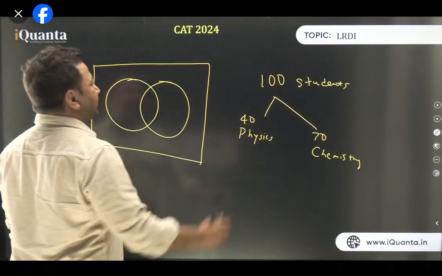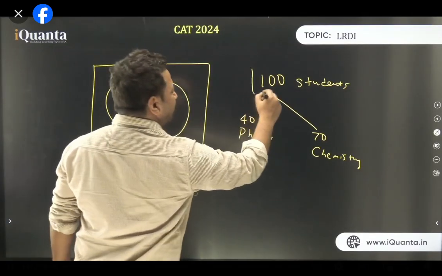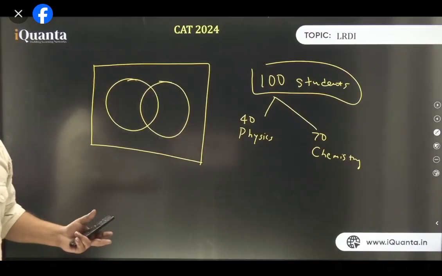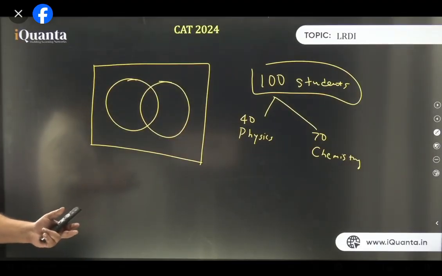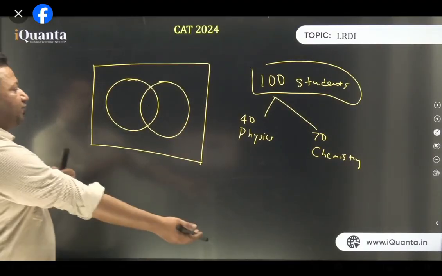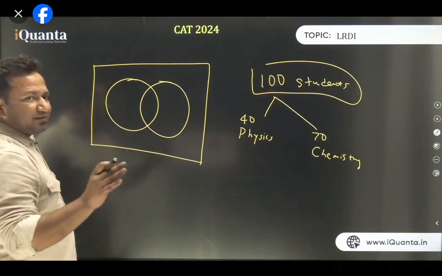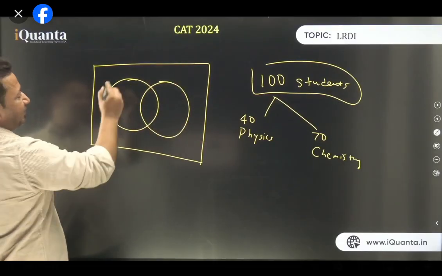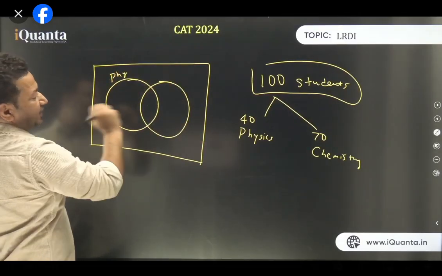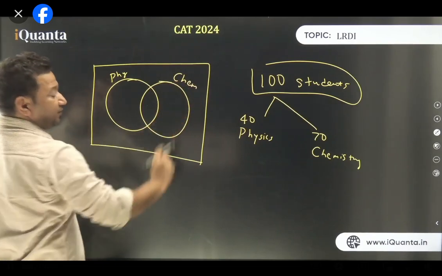So this entire rectangle will represent the total number of students. In this case students, it can be other things as well. These two circles will represent the subsets of this entire rectangle. In the first set, we have all the people who study physics. In the second, we have people who are studying chemistry. All right?